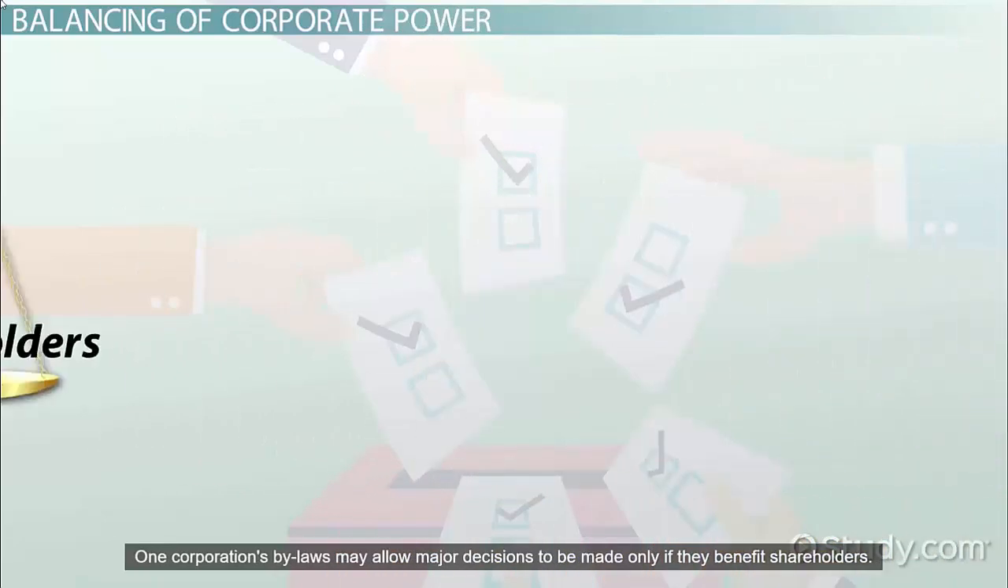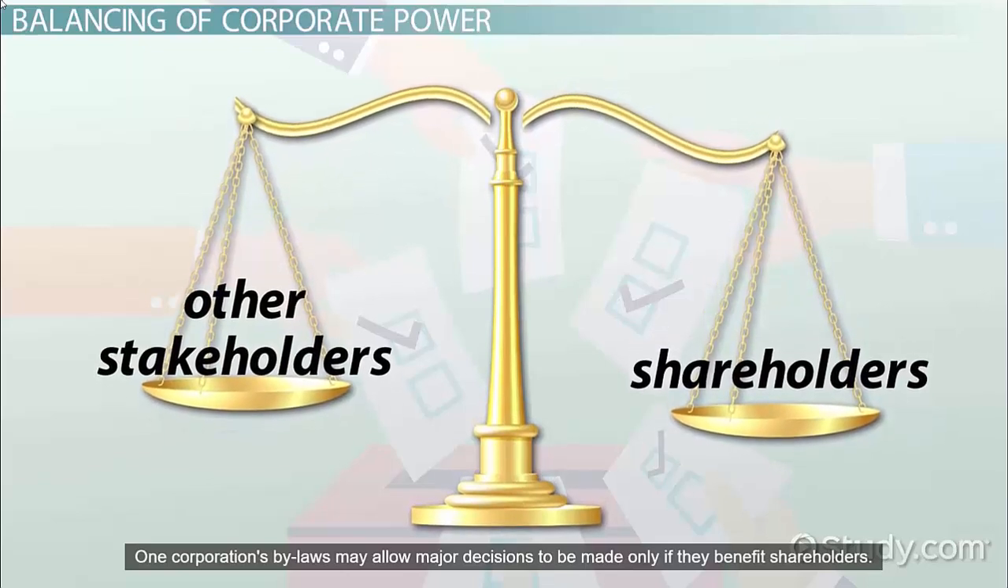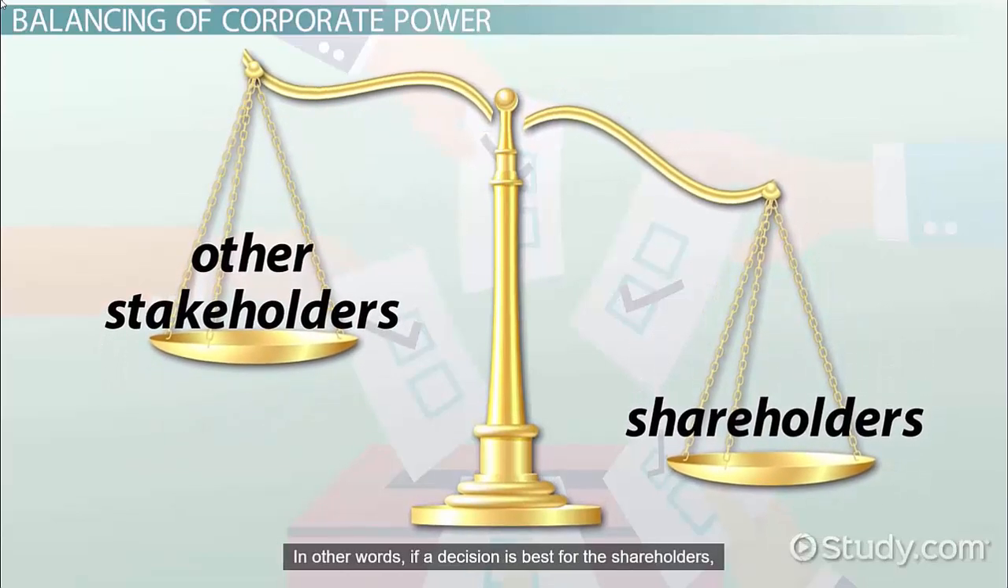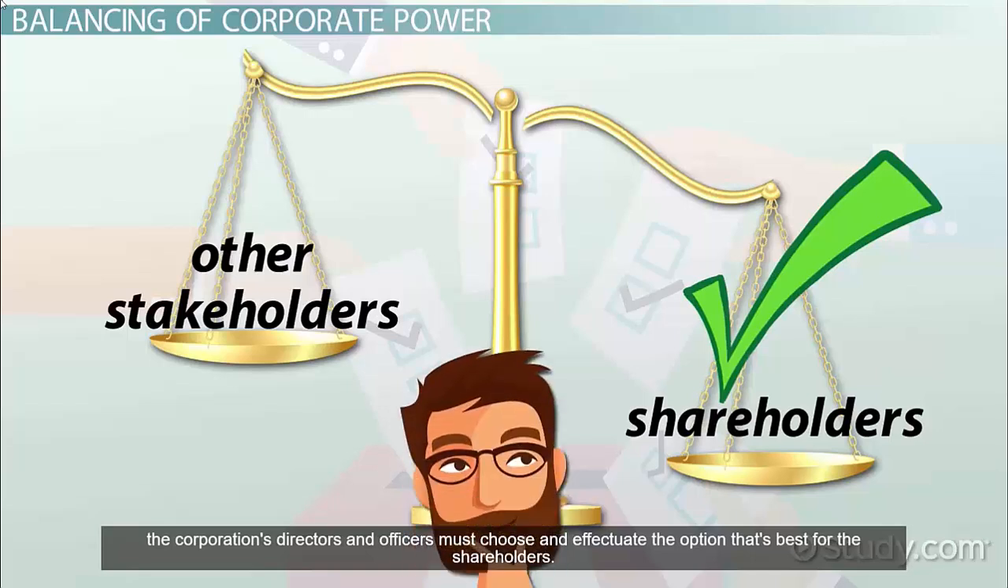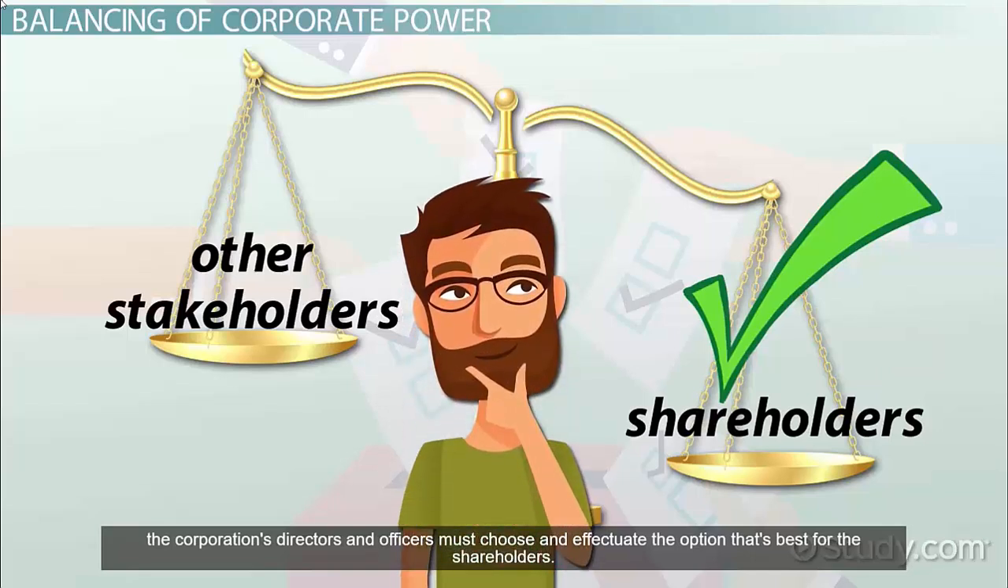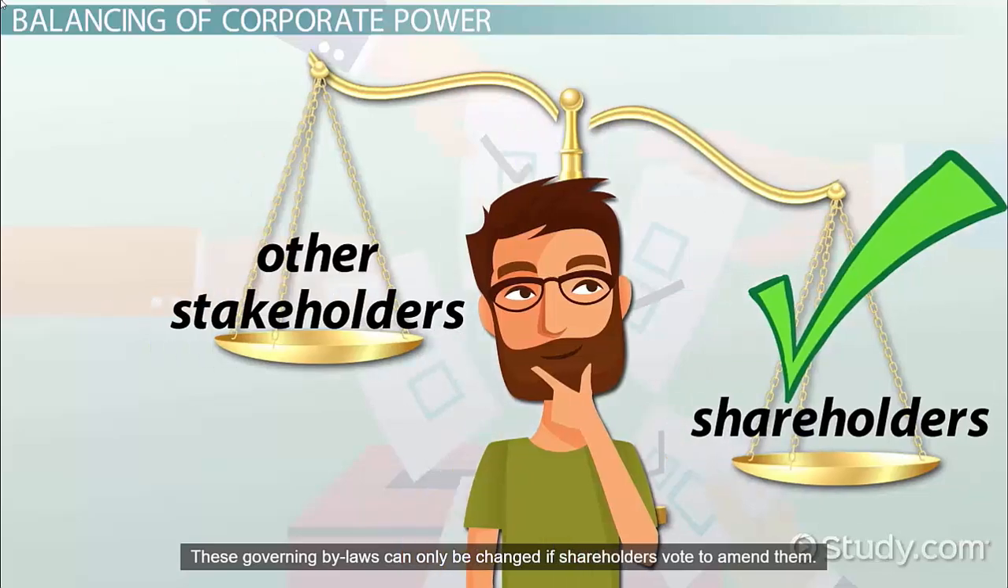One corporation's bylaws may allow major decisions to be made only if they benefit shareholders. In other words, if a decision is best for the shareholders, but negatively affects other stakeholders or even the corporation itself, the corporation's directors and officers must choose and effectuate the option that's best for the shareholders. These governing bylaws can only be changed if shareholders vote to amend them.